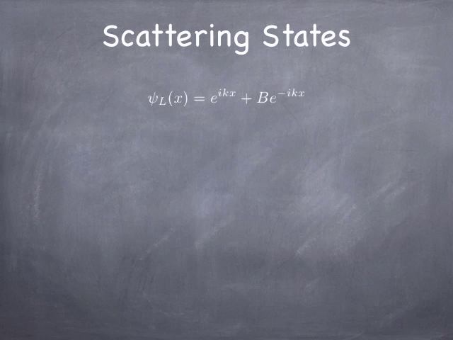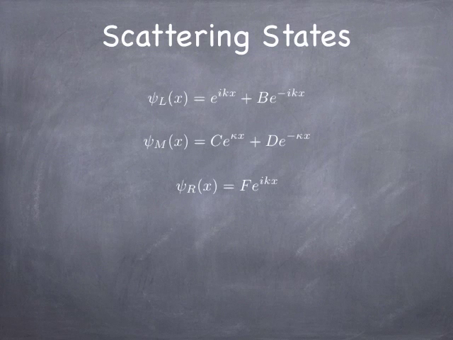So if I set A equal to 1, I can think of B as being the amplitude per unit of incoming amplitude that gets reflected. And in the middle, I can think of C as the amplitude that passes through to the middle, and D is the amplitude that gets reflected back into the middle. And finally, F is the amplitude that passes completely through the well for a scattering state. Again, it's per unit incoming amplitude. So if I double the incoming amplitude, I'd get 2F, and if I tripled, I'd get 3F, and so on.